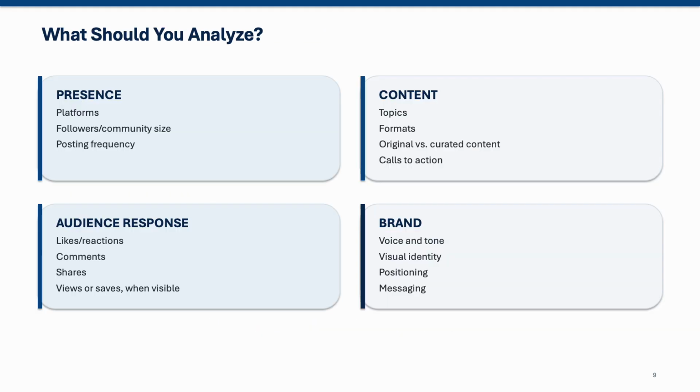And once you've located the competitors' accounts, your analysis becomes more systematic. Look at their presence, including their platforms, community size, and posting frequency. Examine their content, including topics, formats, calls to action, and whether the content is original or curated. Then look at audience response. Consider reactions, comments, shares, views, and other visible indicators of engagement.